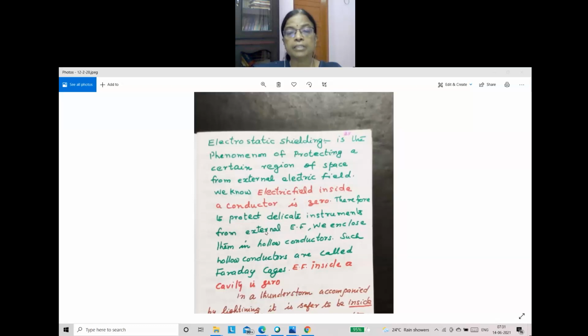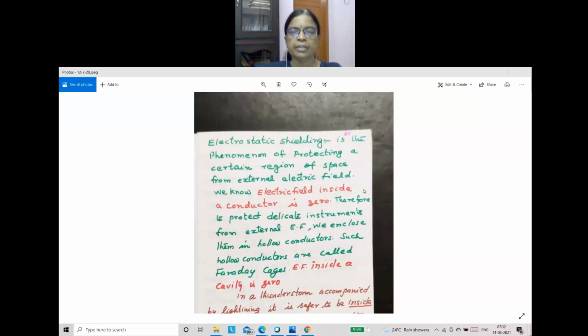We are sitting inside a car, because the car's body part is made of metal, not plastic. So when we sit inside the car and lightning comes, the charges will spread on the surface of the conductor. Lightning is an external electric field. When an external electric field comes, all the charges will reside on the surface of the car. It will not enter. That is a property of the conductor.